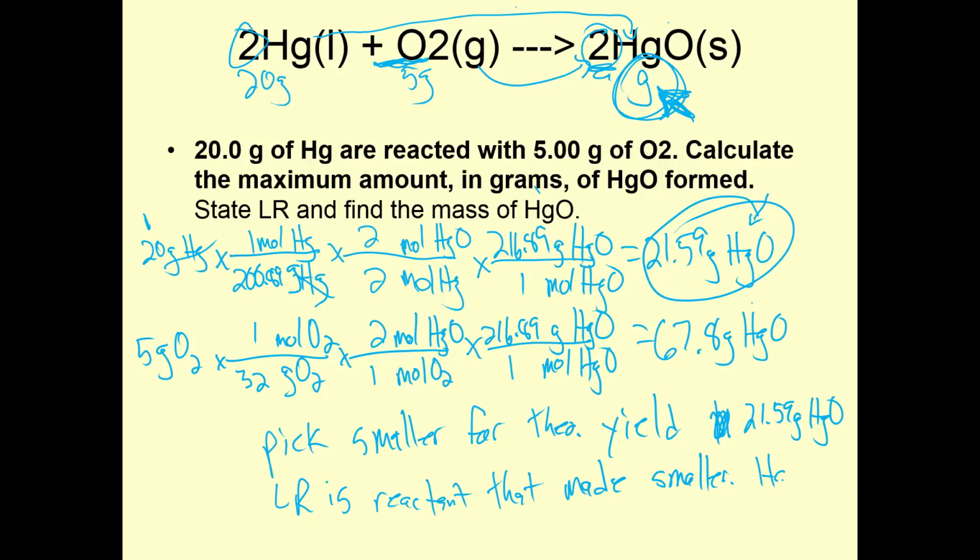Therefore, my limiting reactant is Hg. Okay, Hg only made 21.59. This could make 67.8, but I don't have enough mercury to do that.